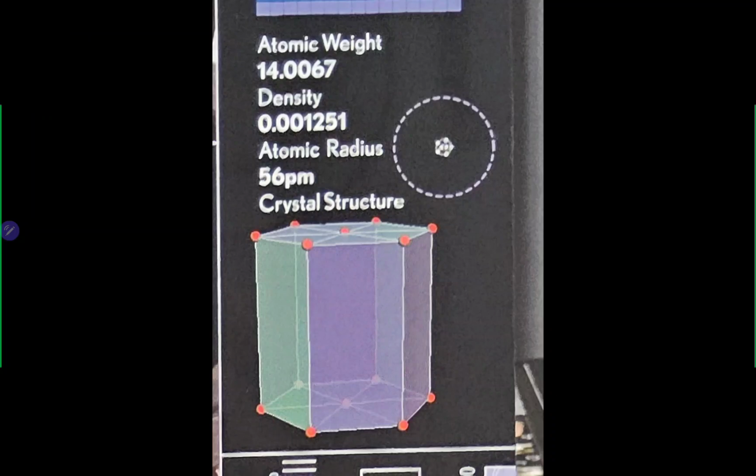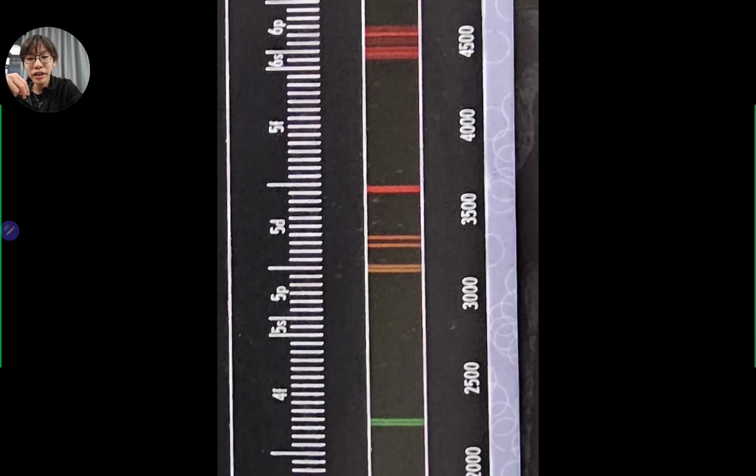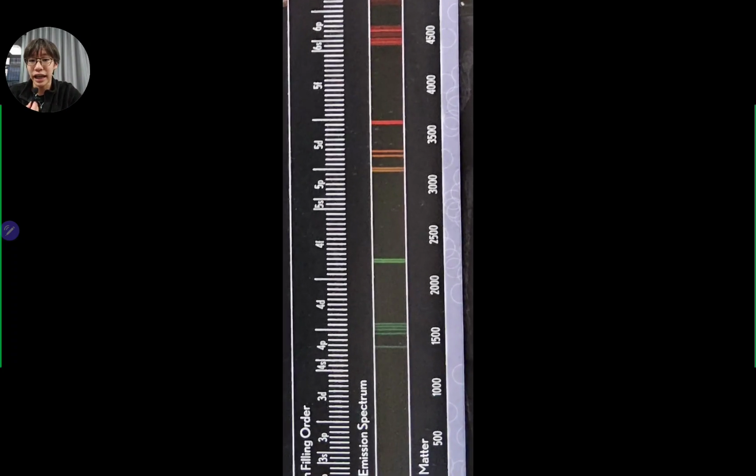Its atomic weight is 14.0067. The density is 0.001251. The atomic radius is 56 picometers. Its crystal structure, again, is a hexagonal thing. The atomic emission spectrum is starting to come up, but the electron filling order is also a little low, and it only is in gas form. Yeah, sure, we can go ahead and make liquid, but in nature we only find it as a gas.